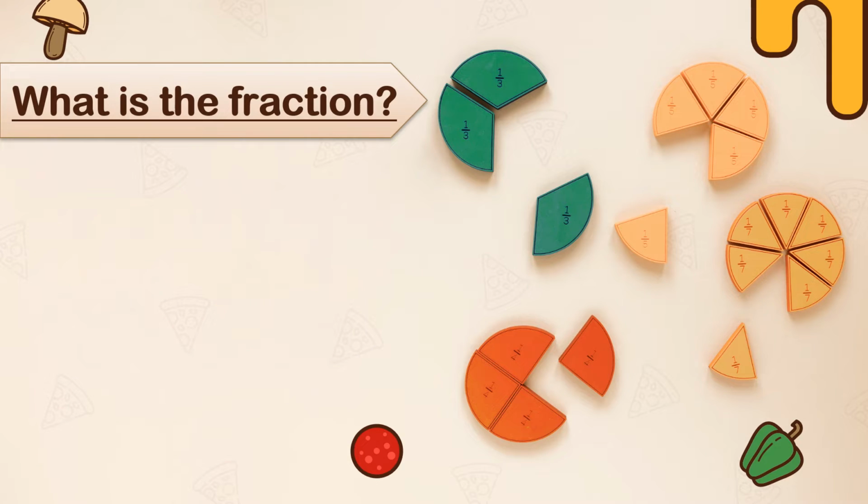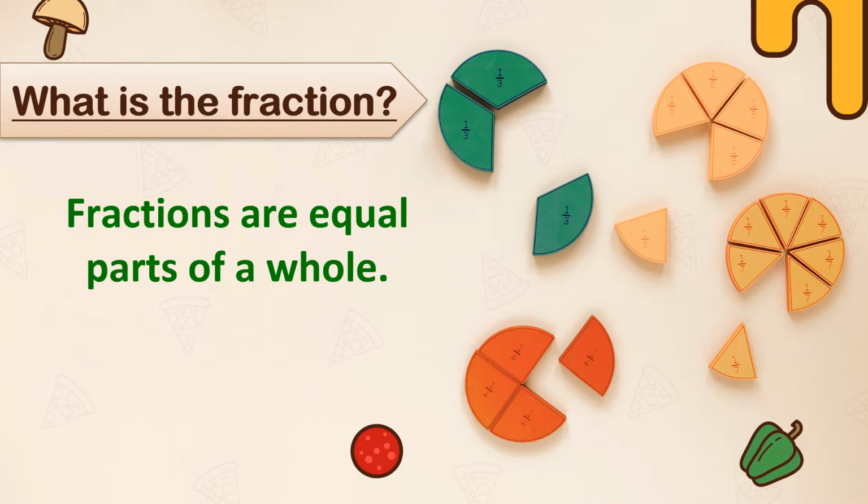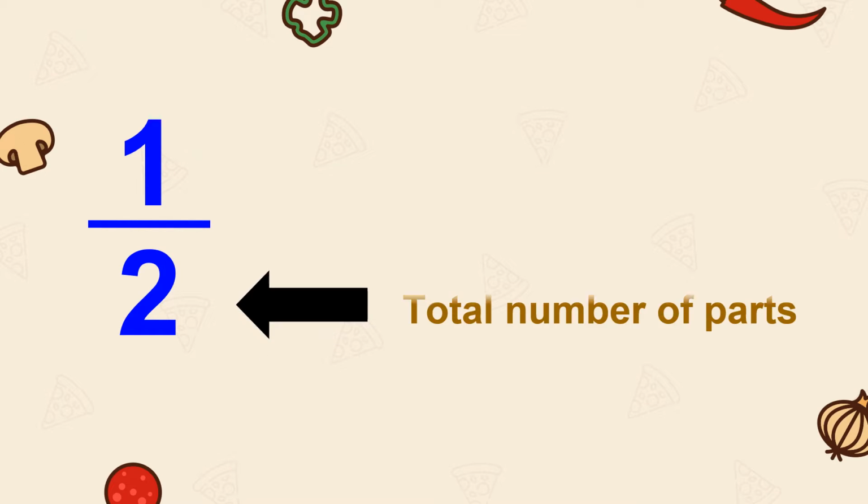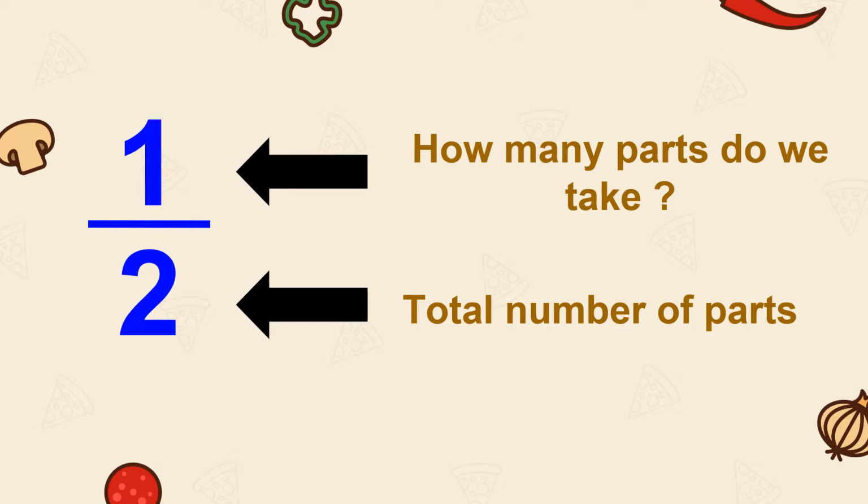So what is the fraction? Fractions are equal parts of a whole. As we said before, each of Sandy and Mark got one half. So it's important to understand what those numbers mean and how they show one half. The bottom number shows the total number of parts. The top number shows how many parts we take.